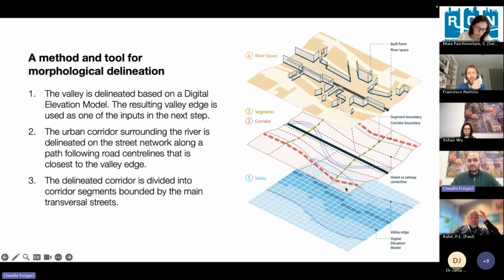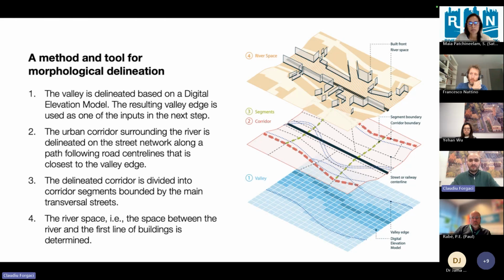The delineated corridor is then divided into corridor segments bounded by the main transversal streets, and that's the green dotted line here. So basically identifying the main crossing lines along the corridor and using them as a way to segment the corridor into smaller units.